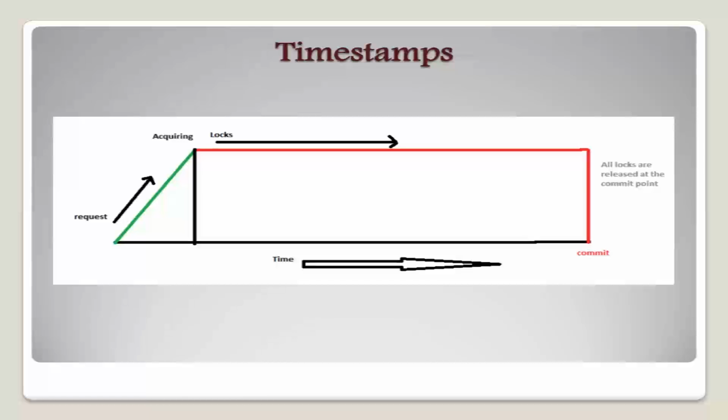The timestamps can be generated by using a counter that is incremented each time its value is assigned to a transaction, or by using the current value of the date time of the system clock. It is important to note that the timestamp concurrency protocols are deadlock free because there is no lock.